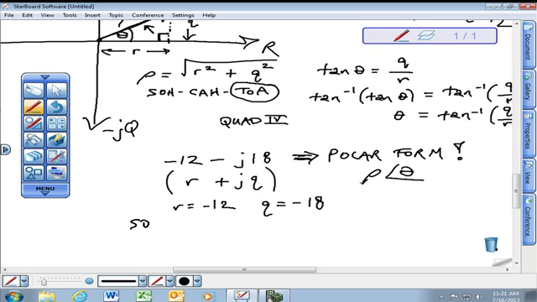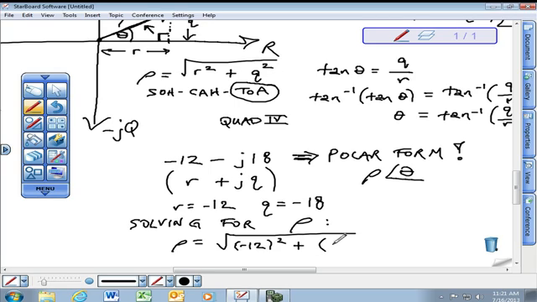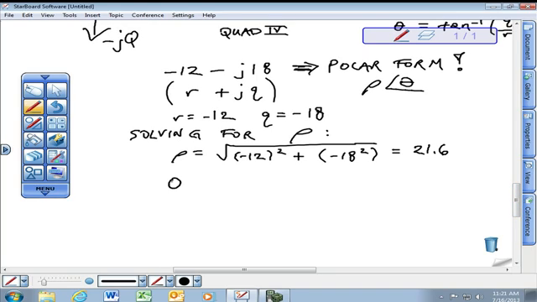All right, so solving for our magnitude, our rho, what are we going to do? We're going to say, yep, back to Pythagorean's theorem. Rho equals the square root of r squared, negative 12 squared, plus q, negative 18 squared. And when you take negative 12, square it, and negative 18, square it, you work out 21.6. And then the next thing we want to figure out is our direction, our theta. And we know that's going to be the inverse tan of Q divided by R. So that's going to be negative 18 divided by negative 12.